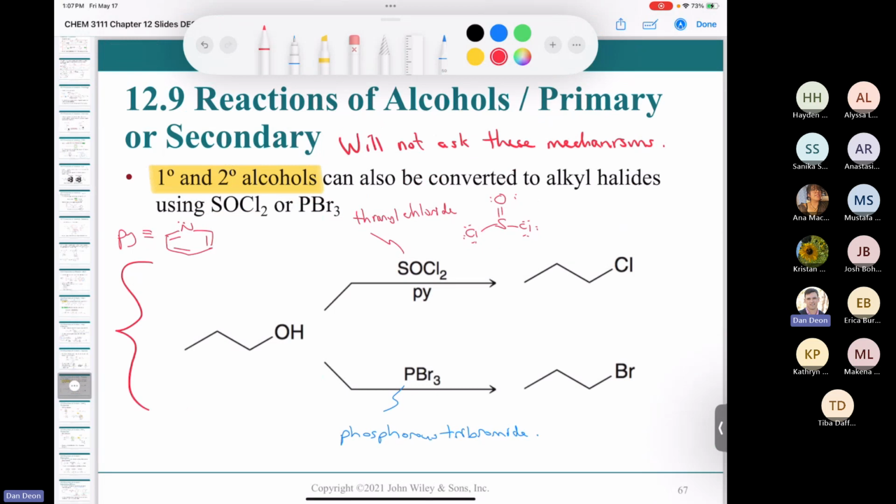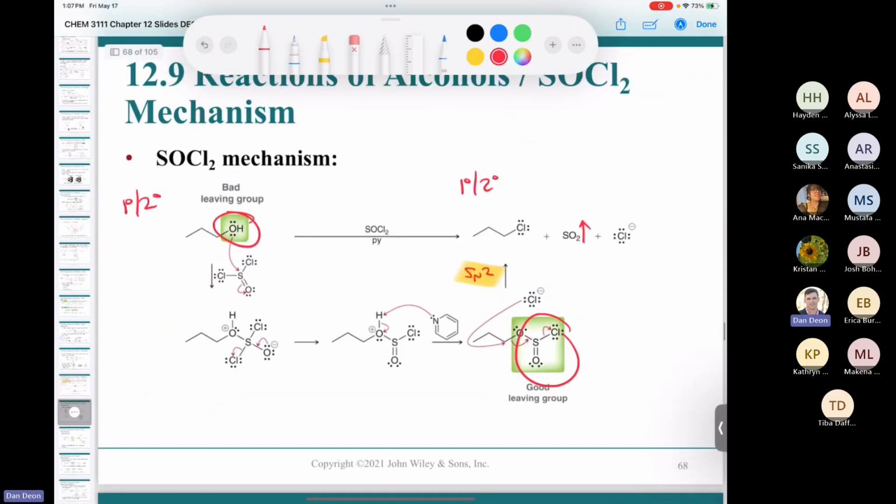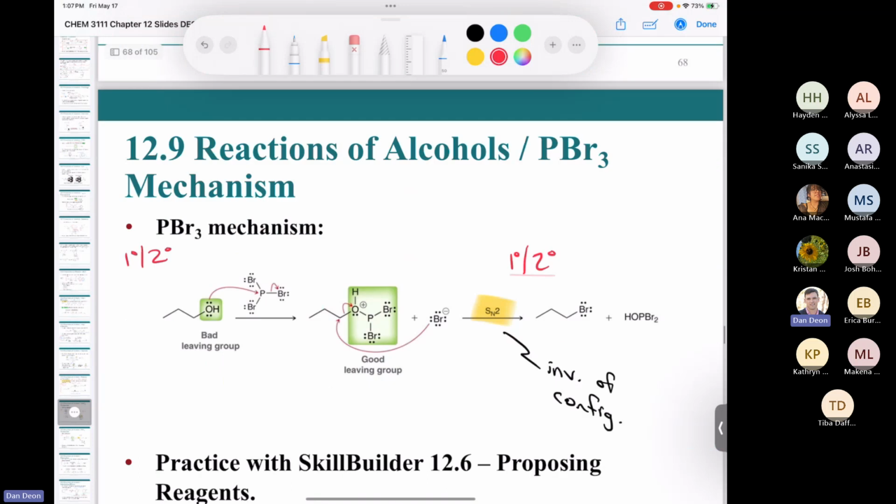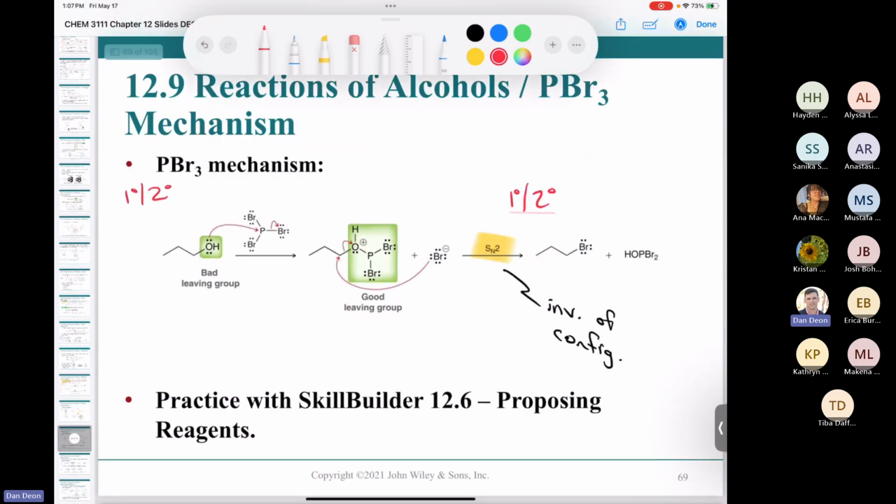So I went over SOCl2, which is thionyl chloride, which converts a primary or secondary alcohol to a primary or secondary alkyl chloride. So that's thionyl chloride, that's this guy here. I went over the Lewis structure, and it's in pyridine, and you should know that pyridine is this compound here. And then we said phosphorus tribromide takes a primary or secondary alcohol and converts it to an alkyl bromide. So I showed you the mechanisms, which both involve converting the poor leaving group into a good leaving group, and then an SN2. But I told you I will not ask either of those mechanisms.